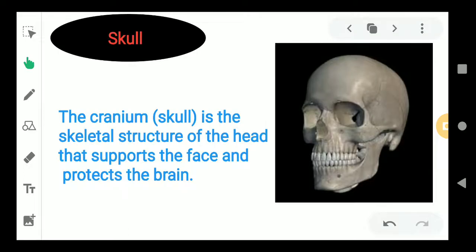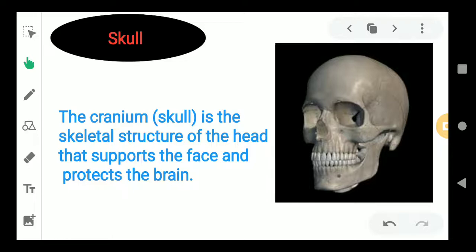Next is skull. Another term for skull is cranium. The cranium is the skeletal structure of head that supports the face and protects the brain. Skull is also known as cranium. We already learned the skull has a fixed joint. Many bones are connected using fixed joints. That means they are properly fixed. They are immovable. What is cranium? It is the skeletal structure of head.